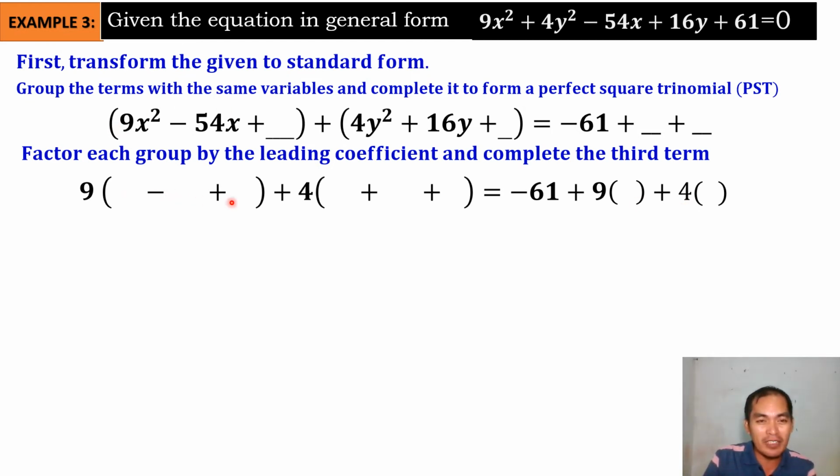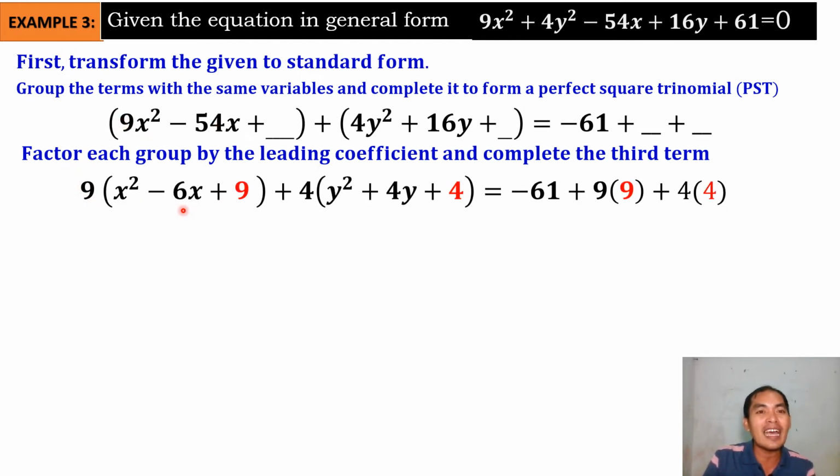So how to get the terms inside the parentheses? You just divide it. 9x squared divided by 9 is x squared. 54 divided by 9 is 6x. Then paano nakuha itong 9? Diba 6? Divide it by 2, that's always the technique. Yung middle term, divide it by 2, then square. 6 divided by 2 is 3, 3 times 3 is 9.